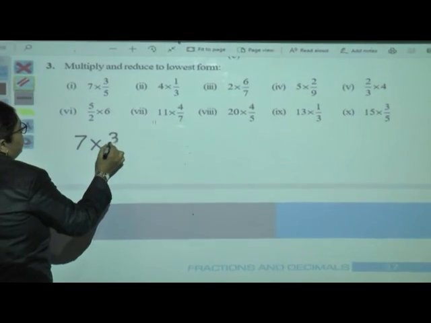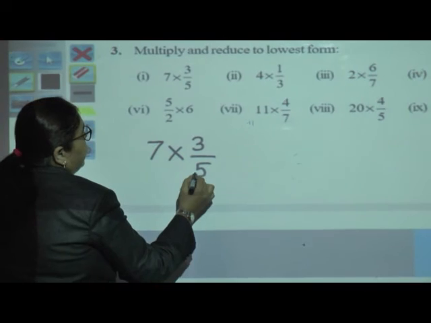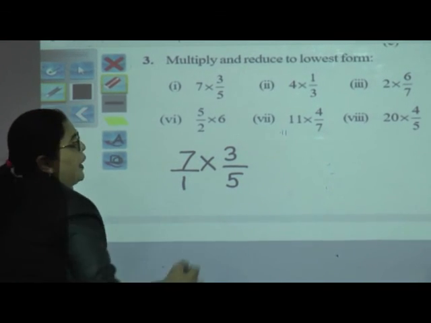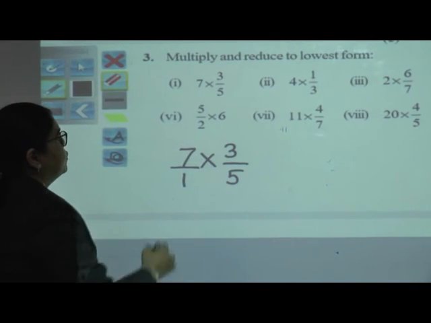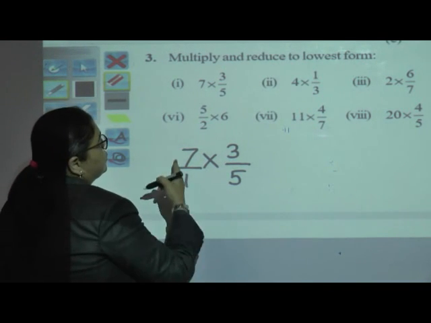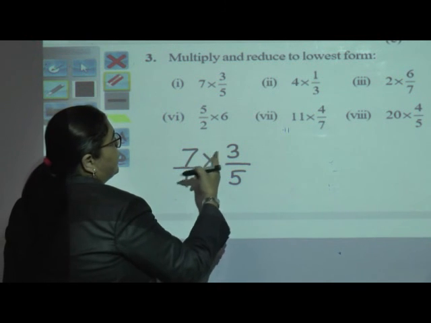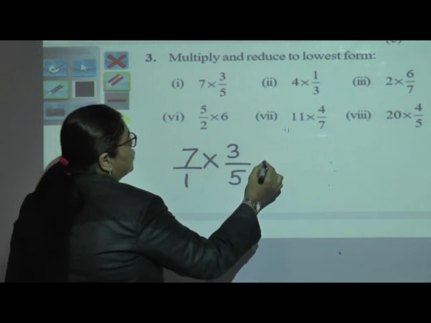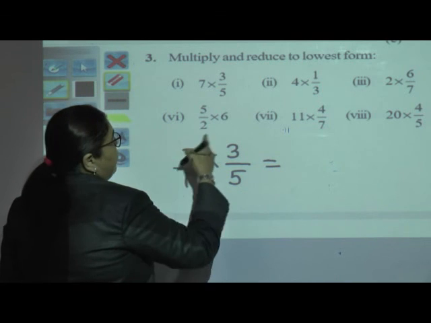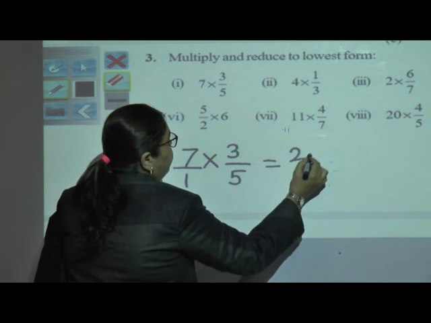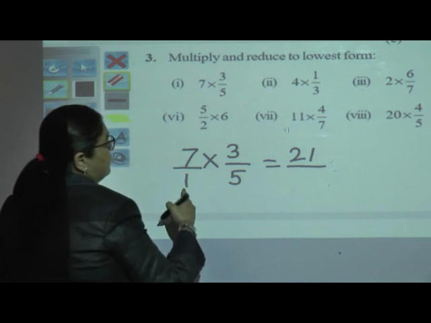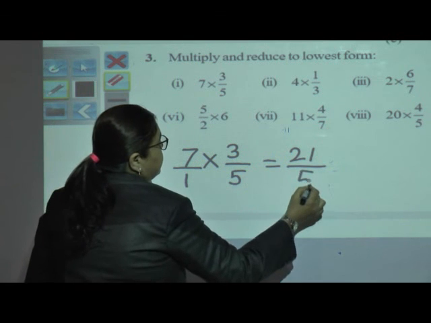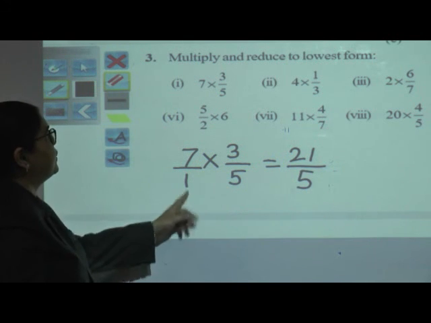7 multiplied by 3 upon 5. Nothing is there, which means we have to write it as 1. So we are writing 1 over here. I told you to multiply numerator to numerator. So 7 is in the numerator, 3 is in the numerator. So it is equal to 7 3s are 21 upon 5 1s are 5. Similarly, this is the first example.